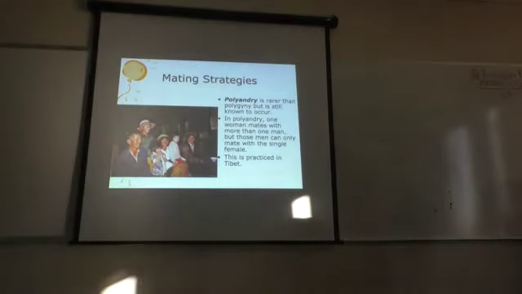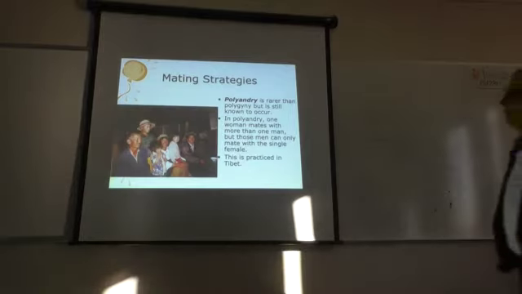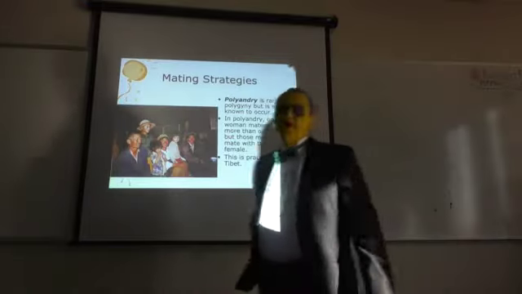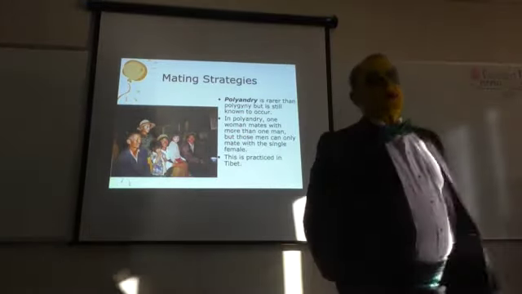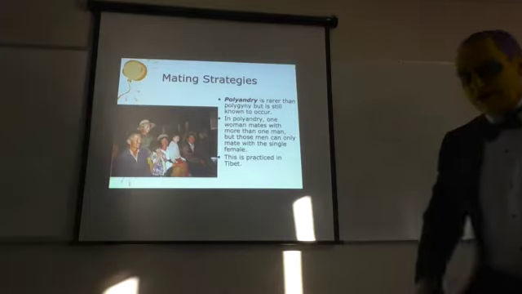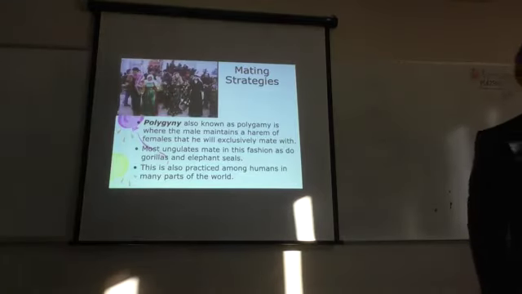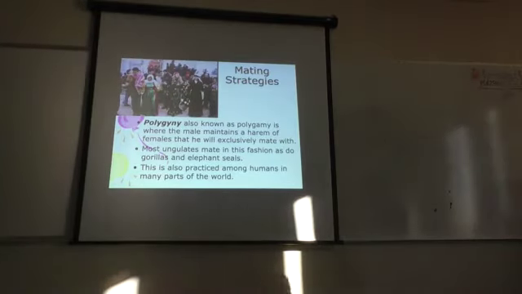Polyandry is rarer than polygamy, but it is still known to occur. In polyandry, one woman mates with more than one man, but these men can only mate with a single female. This is practiced in Tibet. Usually when she marries somebody, she marries brothers. And also, a lot of times in polygamy, he'll marry sisters, because sisters theoretically get along better than two strangers. We'll pretend they do anyway.